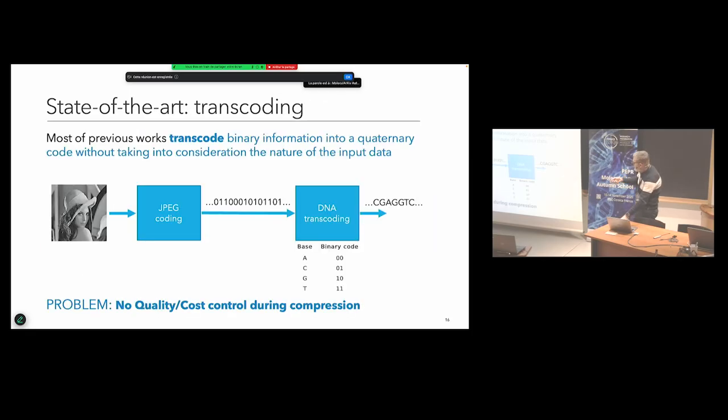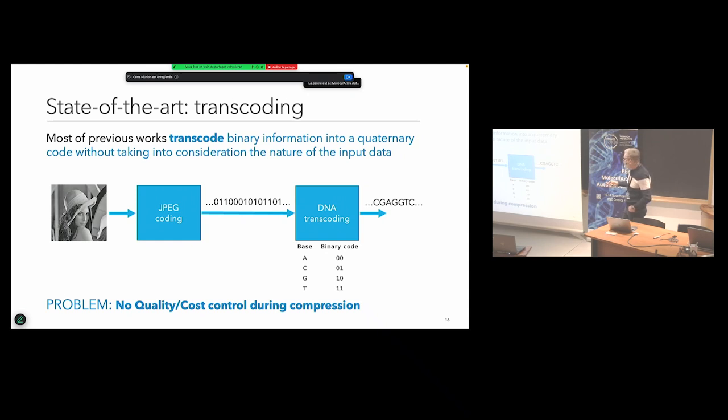But most of these algorithms, as I told you, are transcoding: they take binary information and convert it into quaternary information. It's nice, because if you already have encoded image or data, you can convert it to quaternary, but you cannot have any quality-cost control during the compression. In the encoder you have the quality-cost control, because you minimize the bit stream and maximize the quality of your decoded data, but here it's just conversion, so you don't control the cost.